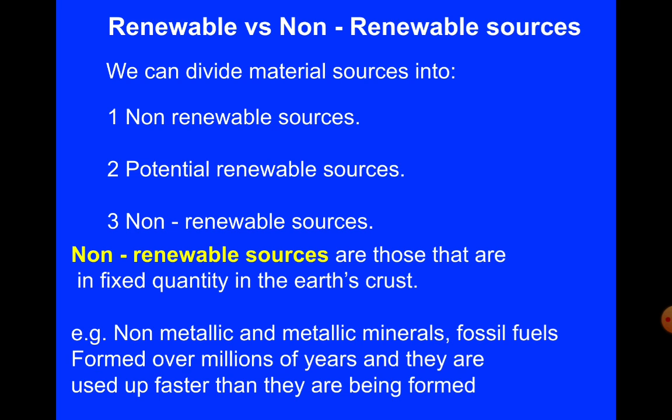Some non-renewable sources are non-metallic and metallic minerals, and fossil fuels, which are formed over millions of years, and they are used up faster than they are being formed. Fossil fuels are formed over hundreds of millions of years. So when we use them up, they're actually used up. So that's why we call them non-renewable sources.